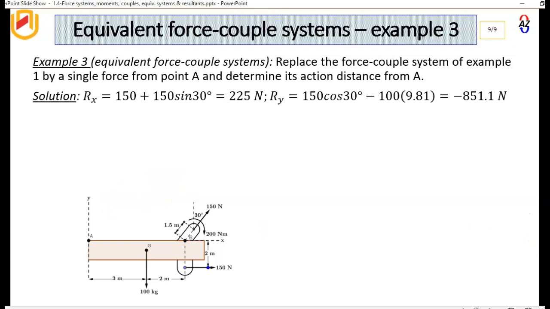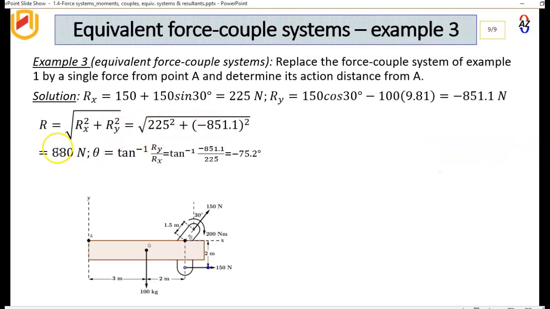Rx will simply be 150 plus 150 sine 30 degrees, which is the component going in the x, and that gives us 225. Ry is 150 cos 30, which is this component, minus 100 times 9.81, which gives us minus 851.1. The resultant of the two is the Pythagoras of the two numbers, which gives us 880 newtons, and the angle with the x-axis is the tan inverse of Ry divided by Rx, which gives us minus 75.2 degrees. Now let's see how we can represent this in a diagram.